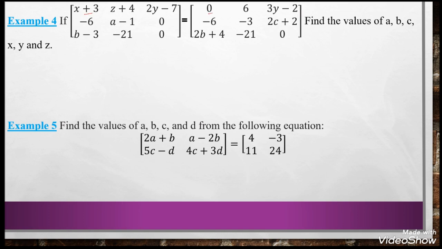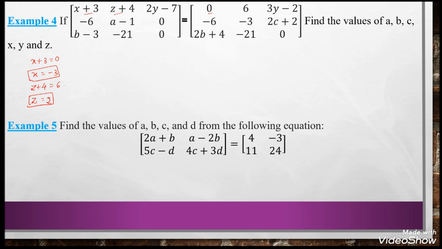So for the first element, x plus 3 is equal to 0. So the value of x is minus 3. We got the one value. Again, we take the second one, that is z minus 4 is equal to 6. Then z is equal to, taking plus 6 on this side, it becomes minus 6 minus 4, that is 2. The value of x will be minus 3, then the value of z is 2. Again, we have to calculate the values of a, b, y.